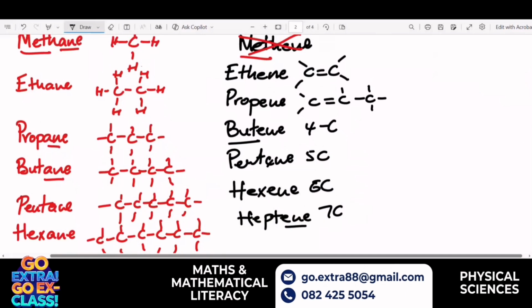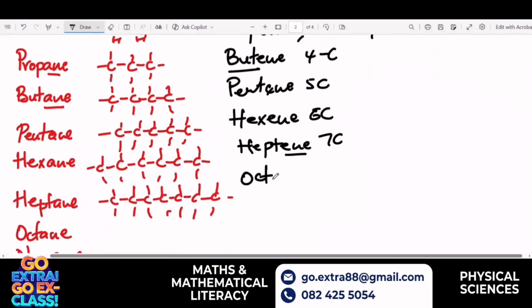And then also in there, we also have octene, and then nonene and decene. Okay, this is what we're going to have.